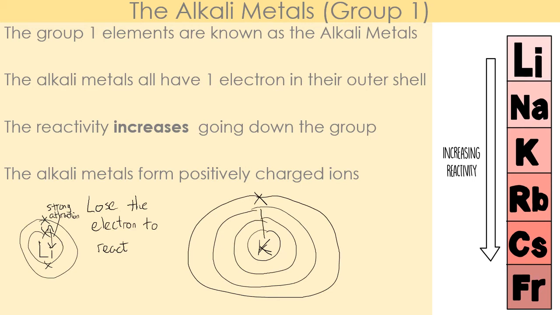Now when we look at potassium, I am a lot further away. I have a larger distance, so my force of attraction is weaker. So my electrostatic force is weaker. This means this electron is a lot easier to take away from potassium than it is from lithium. As we get down to francium, that outer electron is even further away, so it becomes even more reactive because it's very, very easy to lose that outer electron.